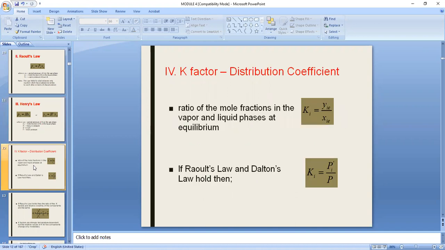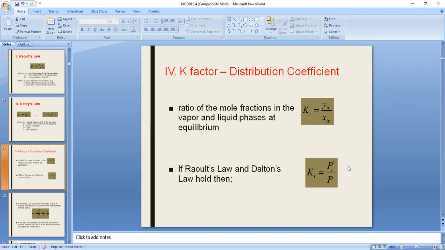Okay. The next is, of course, the K factor or the distribution coefficient. You will be able to encounter this particular concept in McCabe. Now, this is the ratio of the mole fraction of a particular component, in this formula component I, in the vapor and in the liquid phases. So what you have in the numerator is the vapor phase composition, and in the denominator you have the liquid phase composition. Take note that in the subscript you have E, denoting that these are concentrations measured at equilibrium.